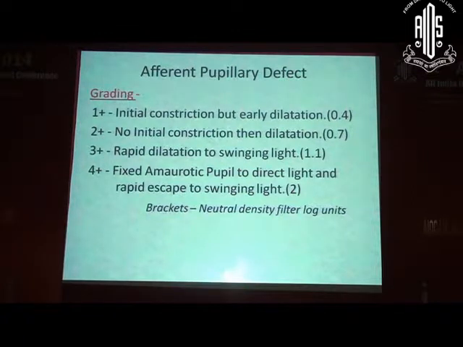And the figures in the brackets are the neutral density filters which have been used to assess the grading of the pupil. And 3 to 4 plus, in 3 plus it is usually rapid dilation to a swinging light from the normal to the abnormal eye. And 4 plus is usually an eye with very poor vision, profound visual impairment, and it is an amaurotic pupil. And when you swing the light from the normal to the abnormal eye, it immediately escapes. So 3 to 4 plus is usually taken together.